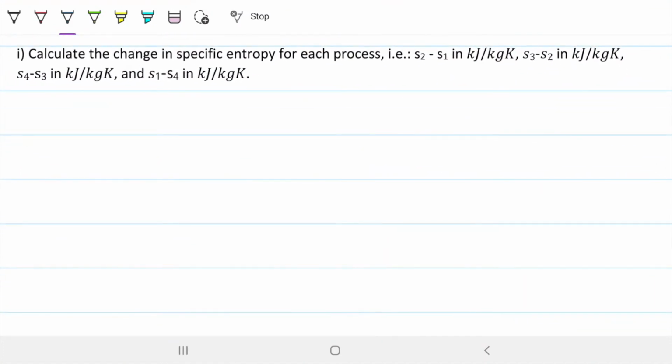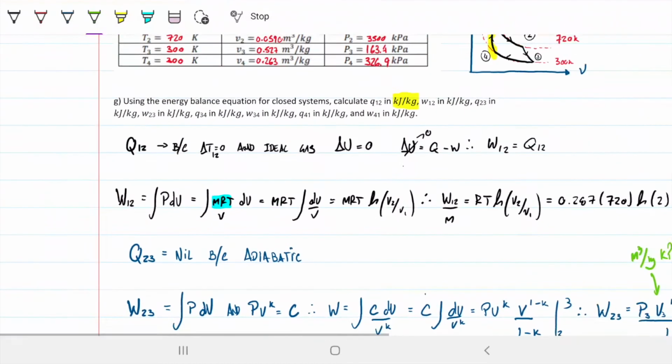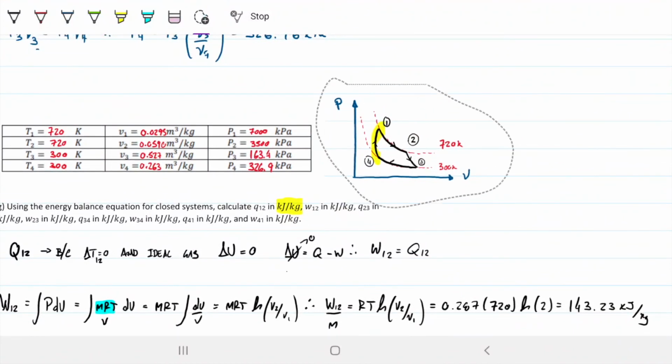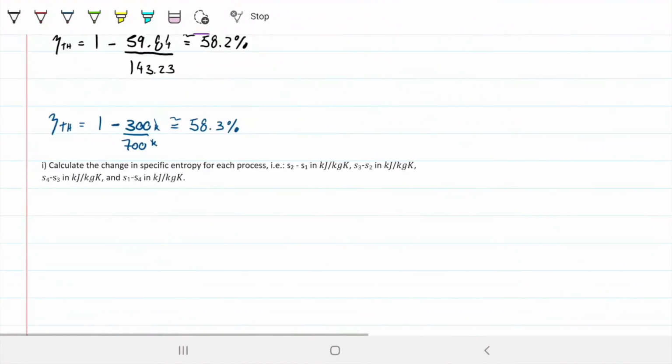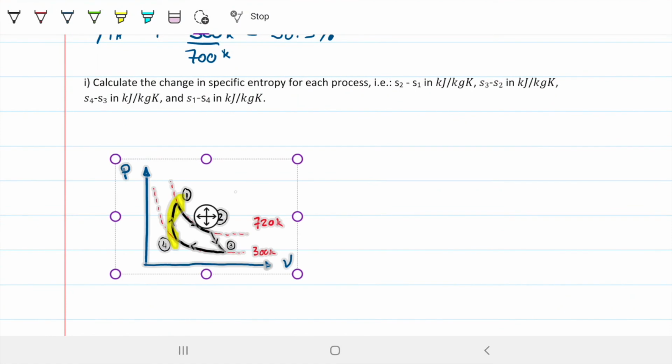Last part of the question. Calculate the change in specific entropy for each process. So from 1 to 2, from 2 to 3, from 3 to 4, and 4 to 1. Okay, this is very straightforward because there are two of them that are isentropics, right? Which are the, I keep mistaking the numbers on this, so let's just make sure that we're doing this correctly.